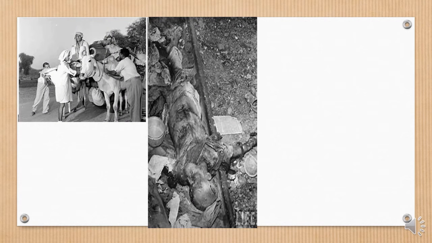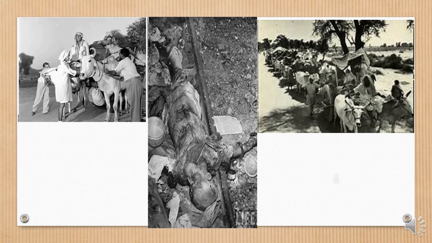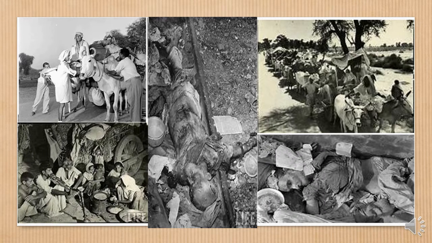With emotion running high, there were massacres on both sides. Although this was not meant to be, Mr. Jinnah had repeatedly emphasized the rights of minorities in Pakistan, and Mr. Gandhi strongly protested against the rioting and killing.